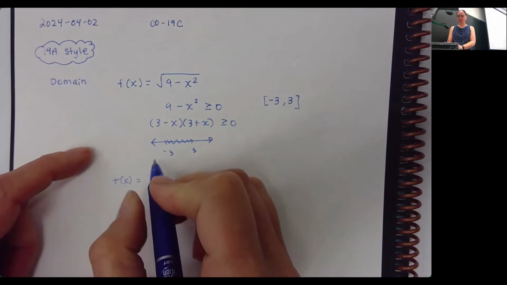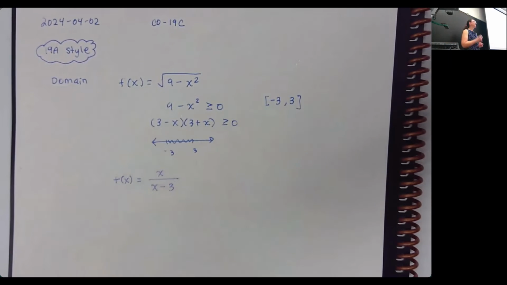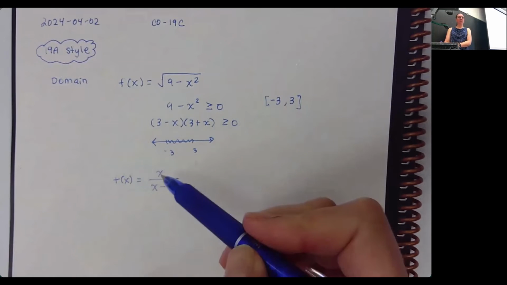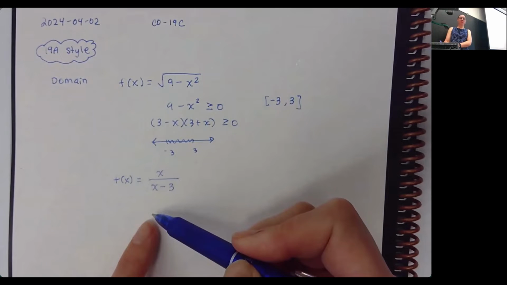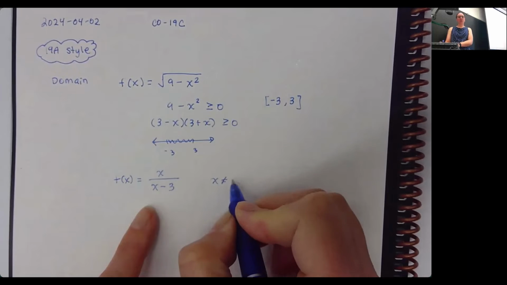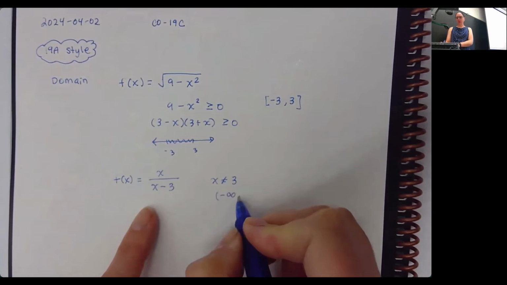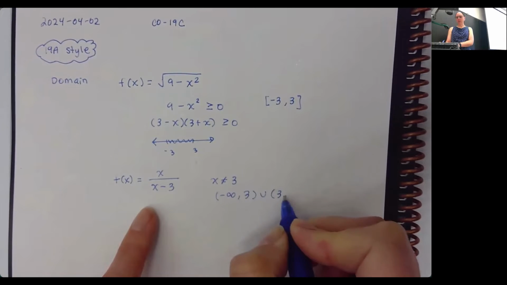So if I had something like x over x minus 3, it's okay to have a 0 on the top, but I can't have a 0 on the bottom. So in terms of my domain, it would be everything except 3. I could write that as -infinity to 3, punch a little hole, 3 to positive infinity.